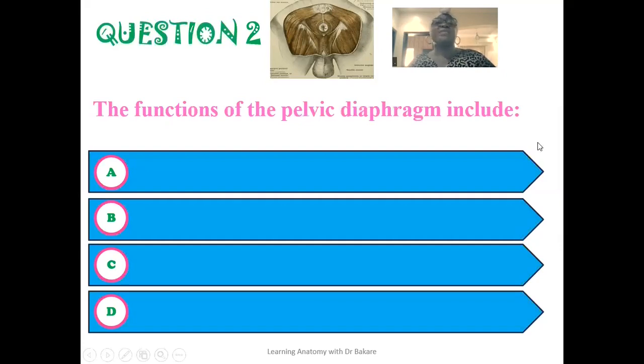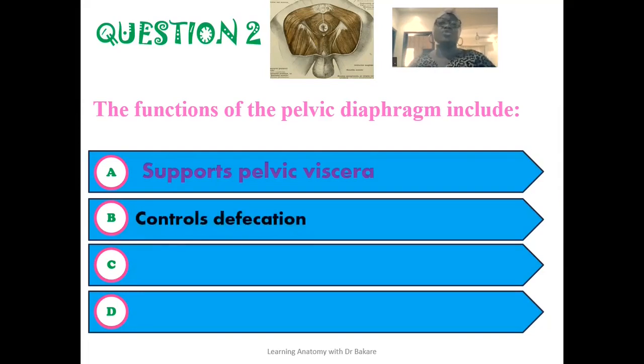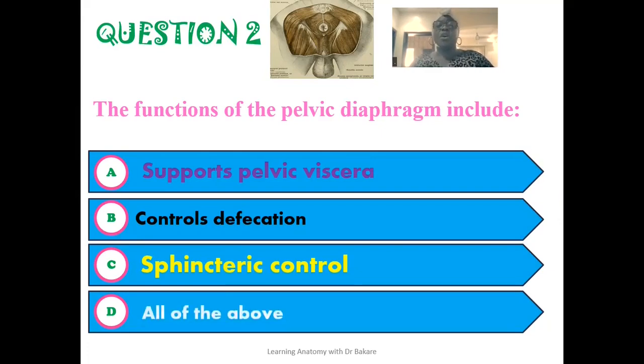The second question reads that the functions of the pelvic floor, the pelvic diaphragm include, does it include the fact that it supports pelvic viscera, or is it seen to control the process of defecation, or is it seen to support sphincteric control, or is it all of the above? Regarding the functions of the pelvic floor, the pelvic diaphragm, all the options that are listed here are correct. So the correct option here is all of the above.